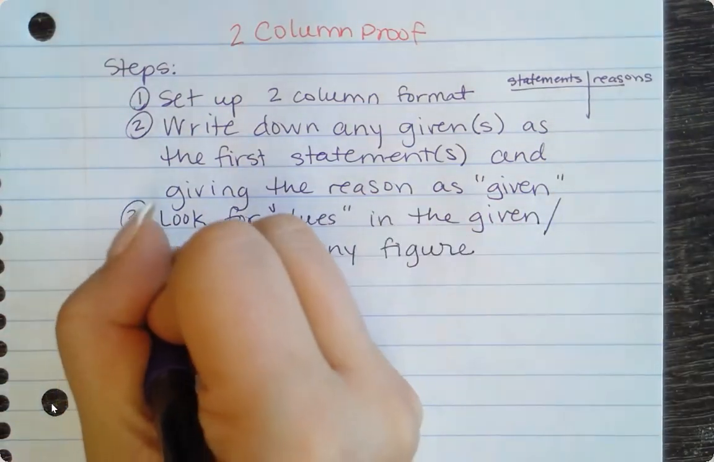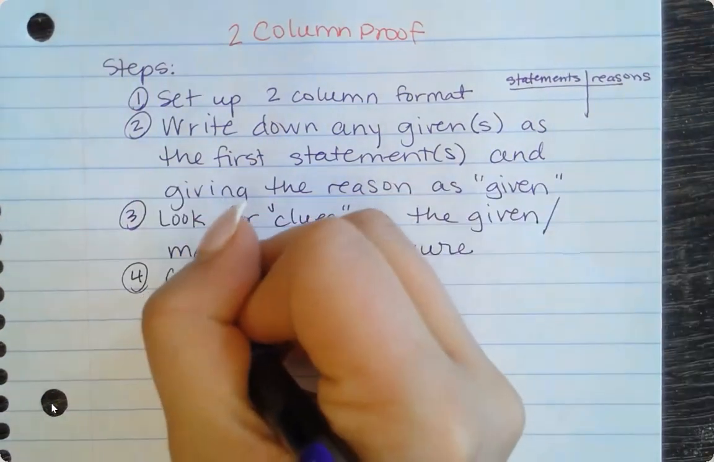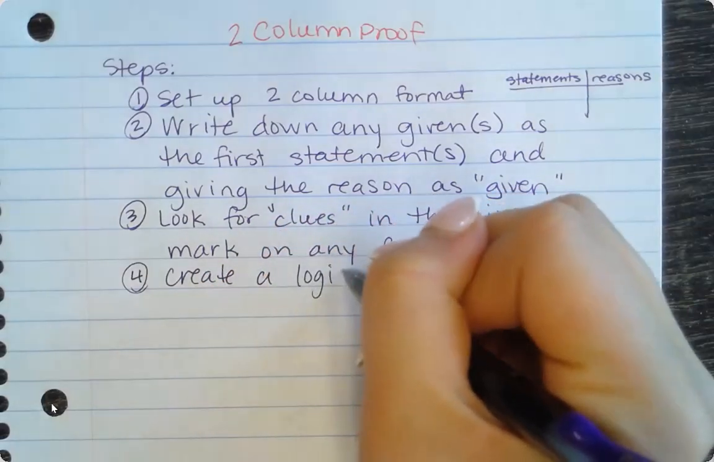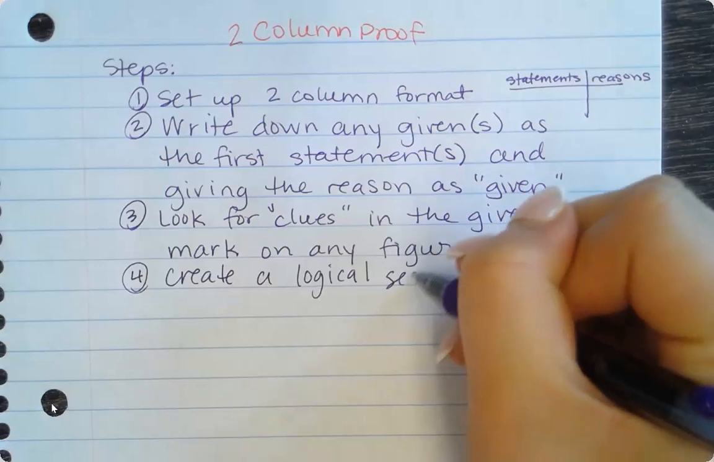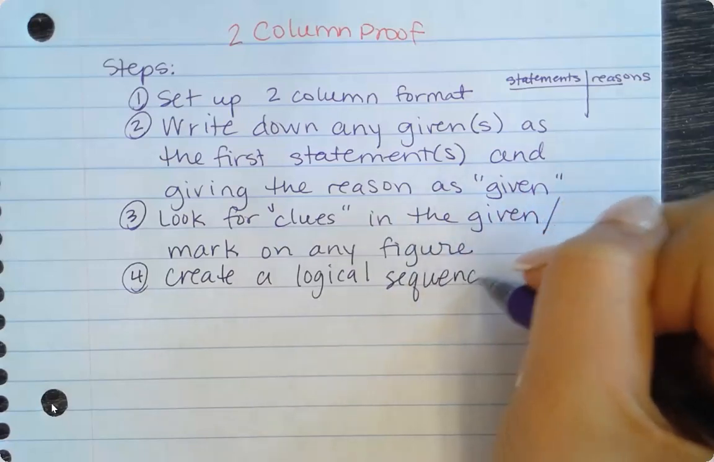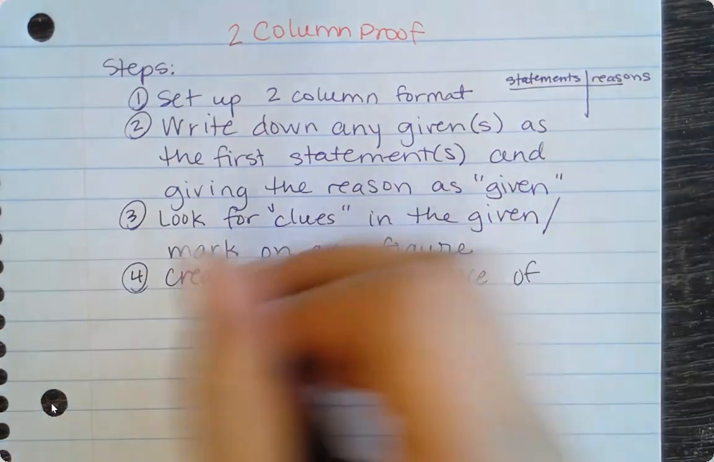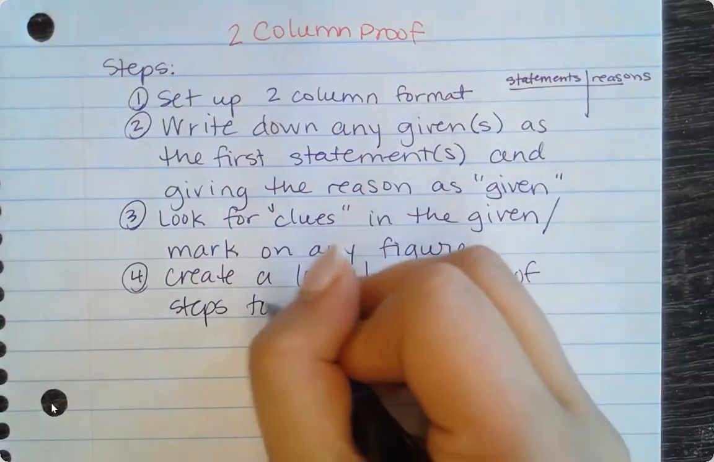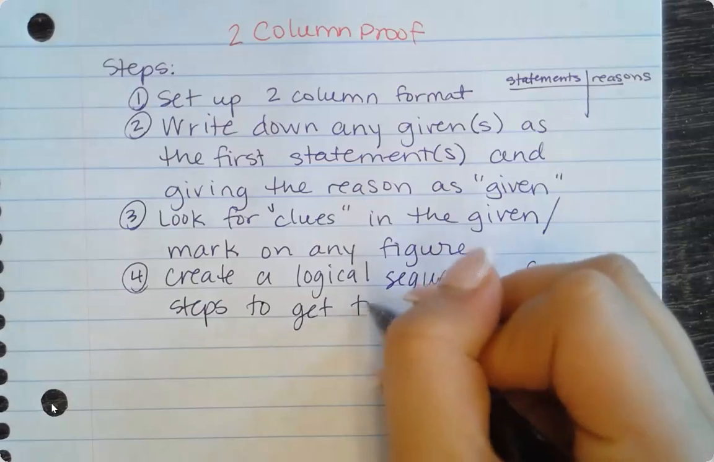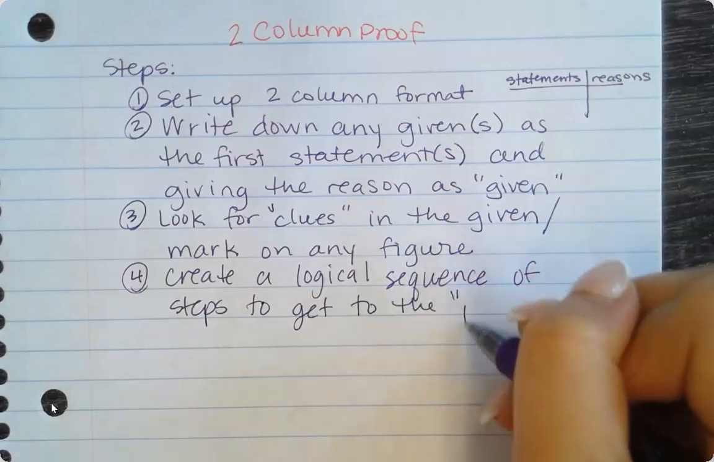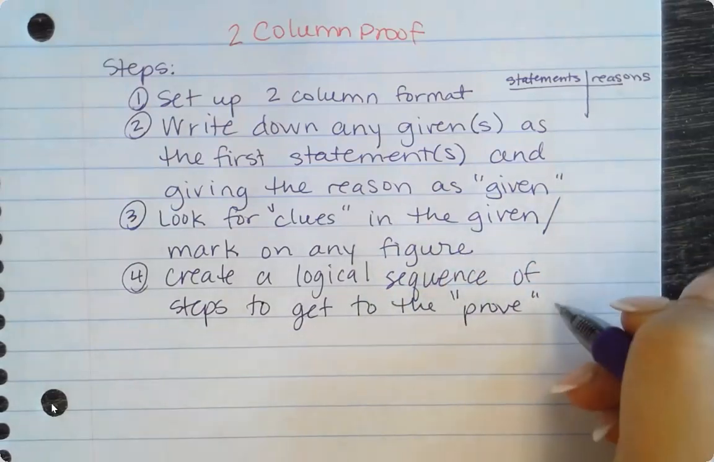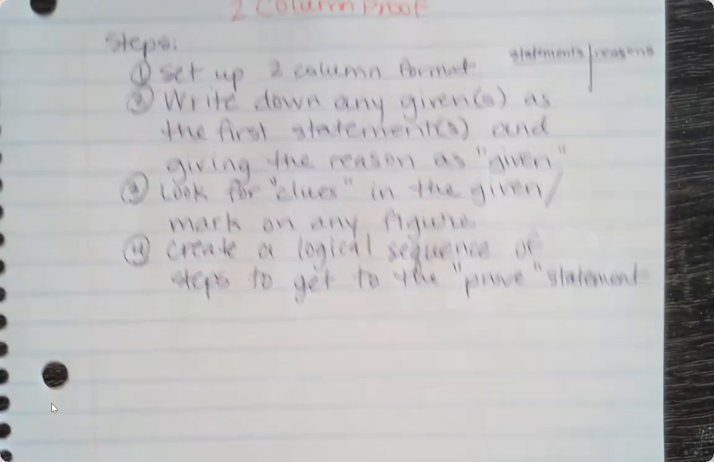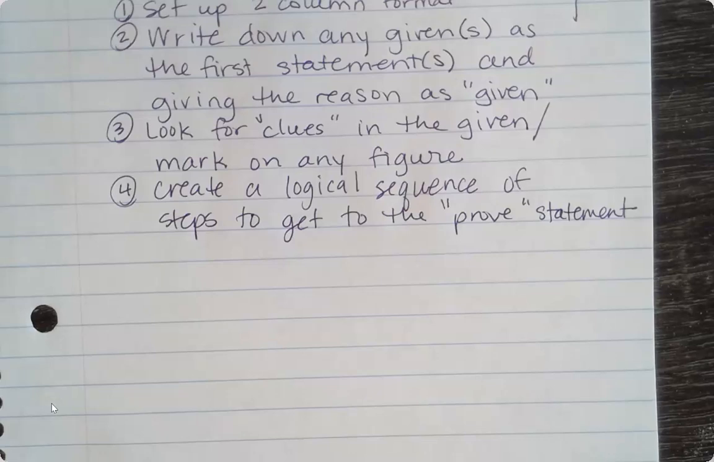And then 4, we want to create a logical sequence of steps to get to the prove statement. Now you'll need a reason for why you have proven it. It can't just be prove as the last one.